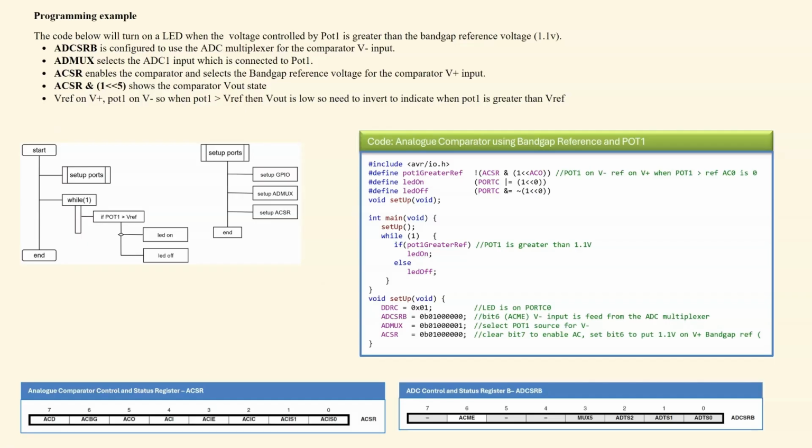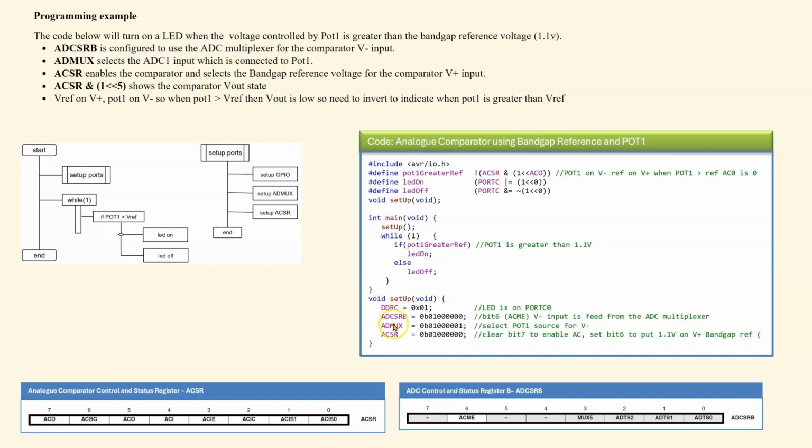The program below shows a code that will turn on a LED when the voltage, controlled by port 1, is greater than the band gap reference voltage, which is 1.1 volts. So firstly, let's look at the configuration of ADCSRB. We can see that bit 6 is set to a 1 here, and that will switch the V minus input to the multiplexer, which is connected to port 1.